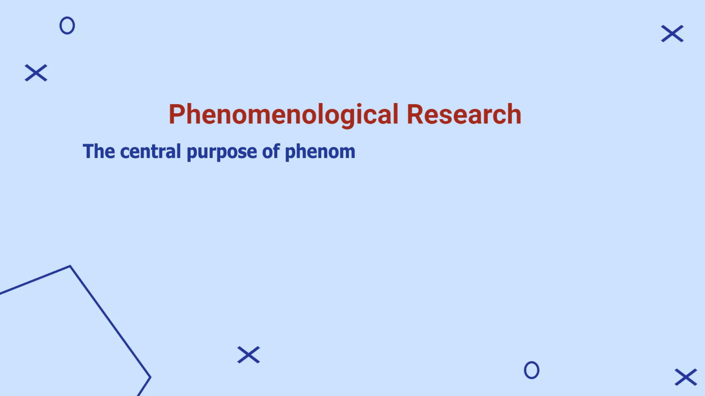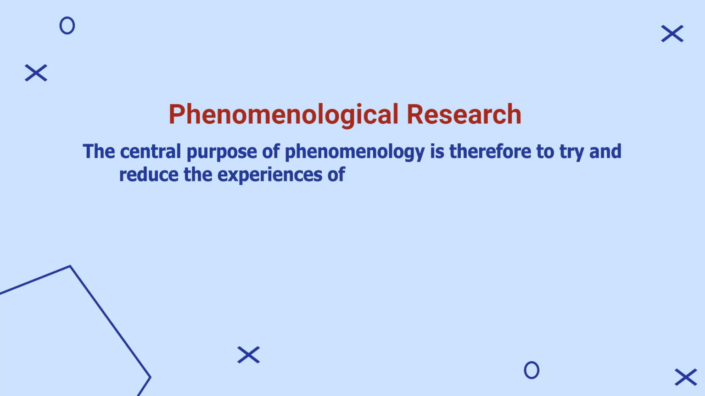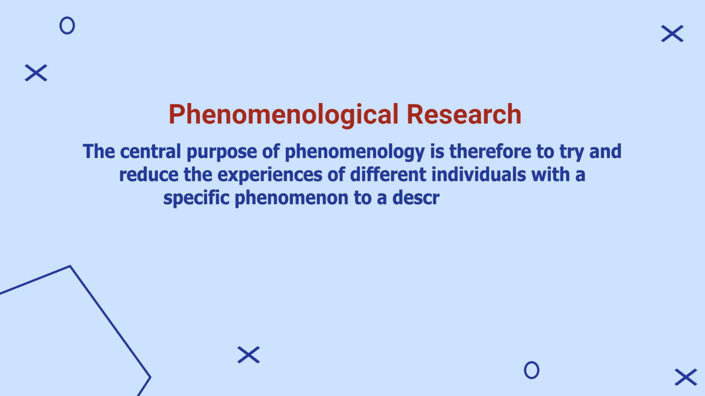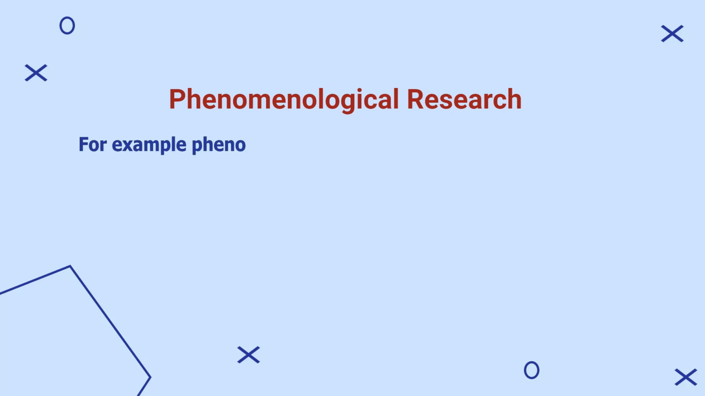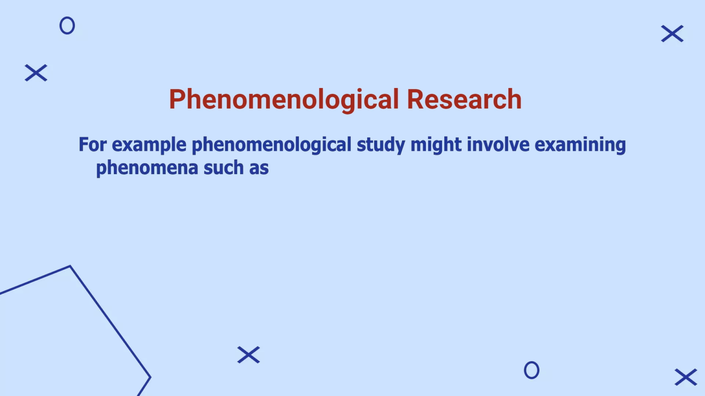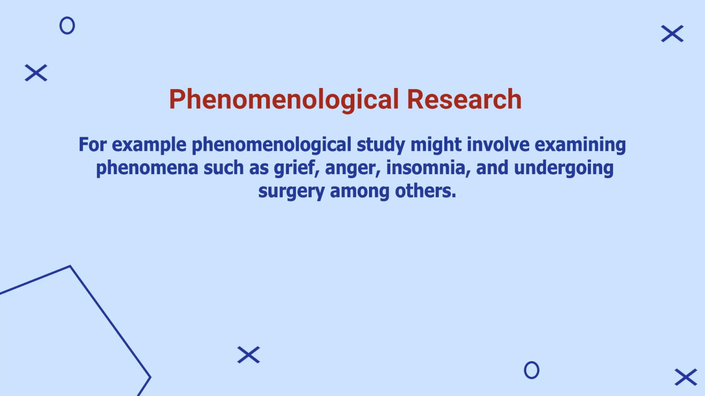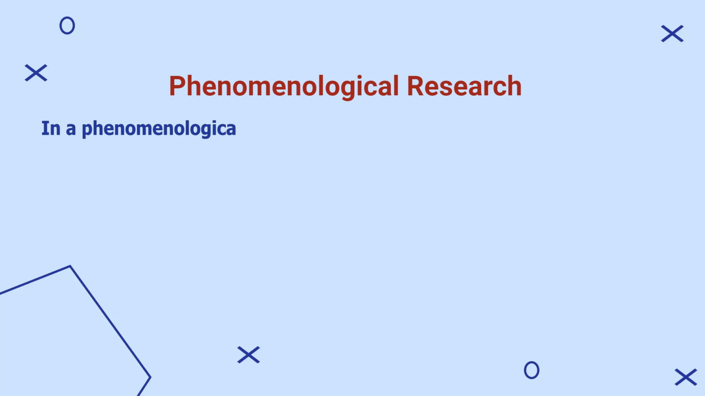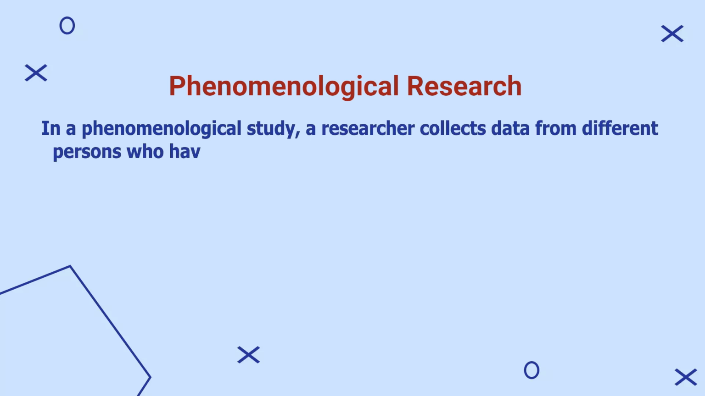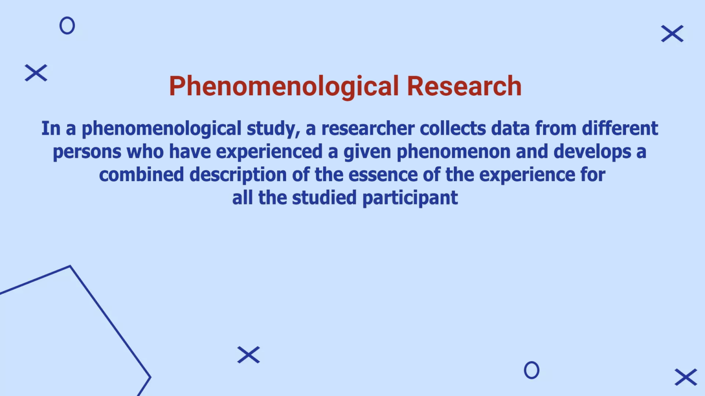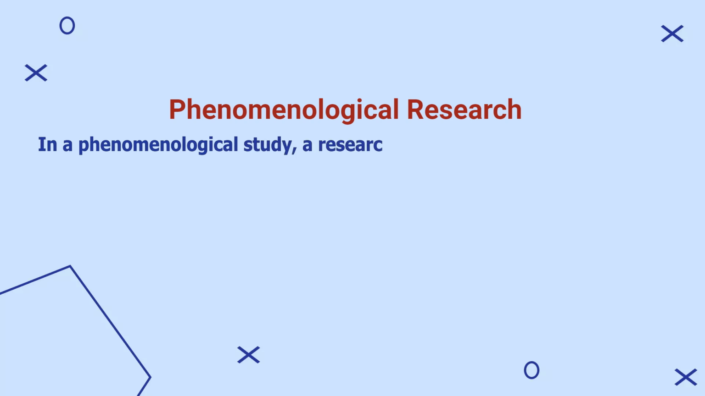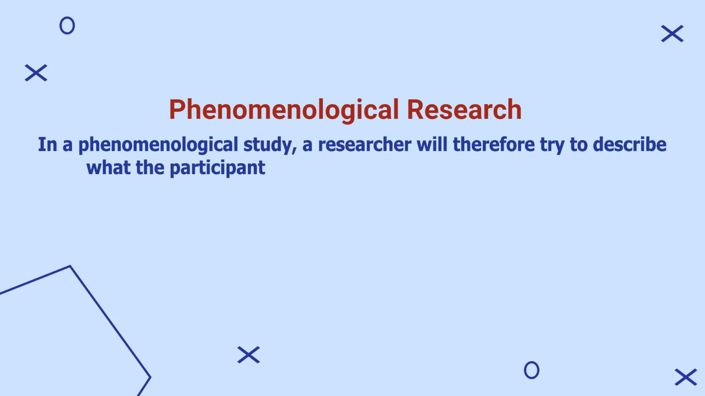The central purpose of phenomenology is therefore to try and reduce the experiences of different individuals within a specific phenomenon to a description of the universal essence of such experiences. For example, a phenomenological study might involve examining phenomena such as grief, anger, insomnia, and undergoing surgery, among others. In a phenomenological study, a researcher collects data from different persons who have experienced a given phenomenon and develops a combined description of the essence of the experience for all the studied participants. In a phenomenological study, a researcher will therefore try to describe what the participants experience and how they experience it.